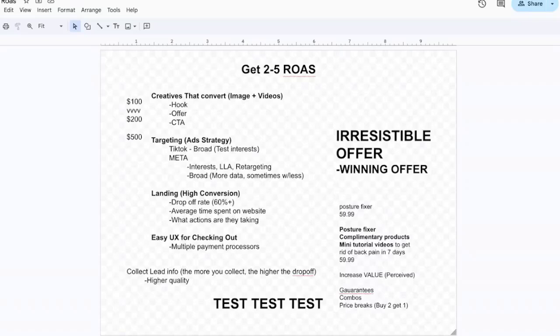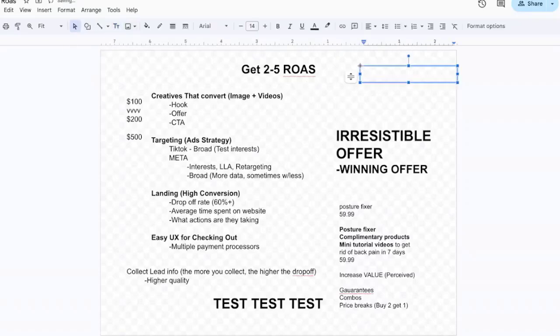Now, Christian is asking, do you think Facebook takes longer to optimize than TikTok, right? For Facebook, I give it about 3 days to determine whether an ad is profitable or not. 3 days for profitability. After that, I would either kill the ad, let it run longer, or find a winner.